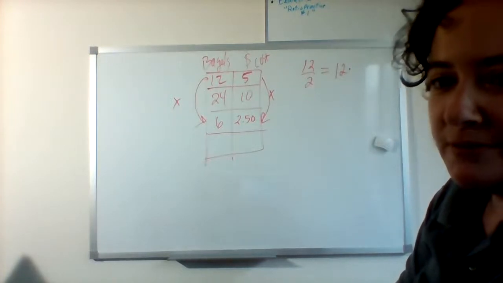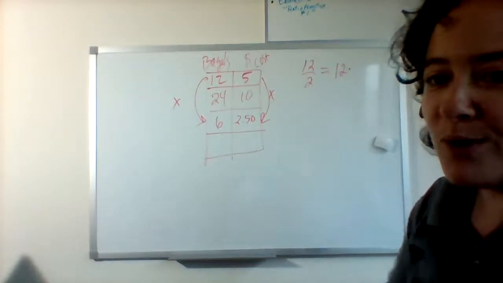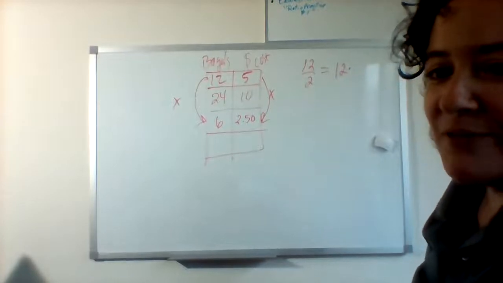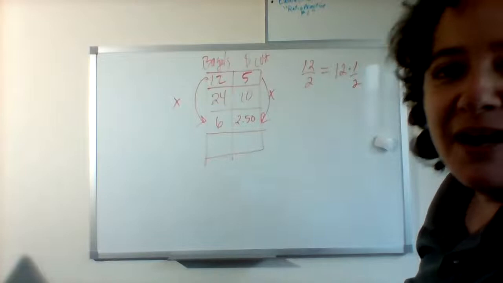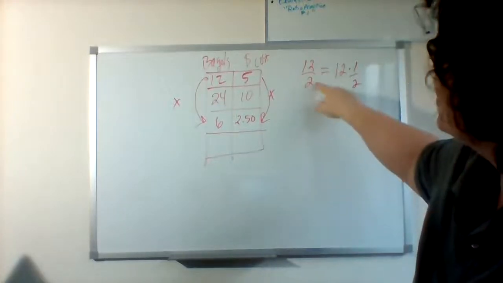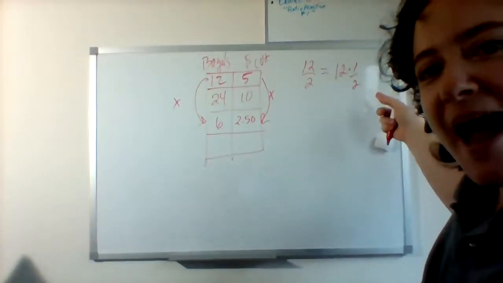Oh, Brian came with it. 50 cents. That's right. A half. Come on. Dividing by 2 is the same as multiplying by a half.